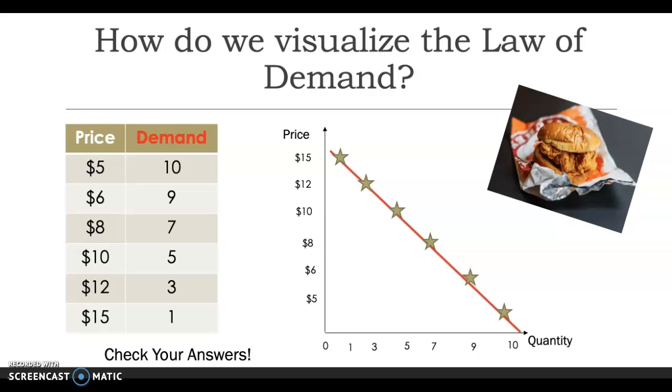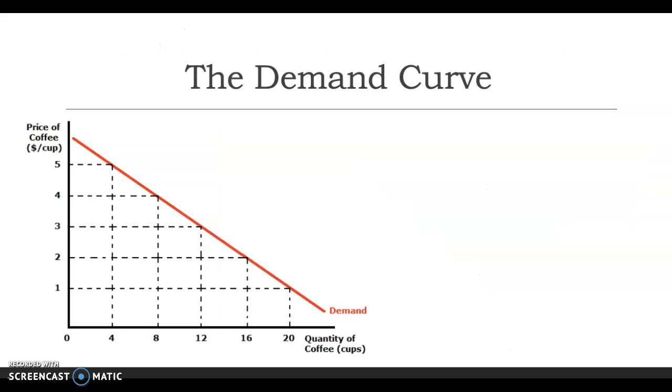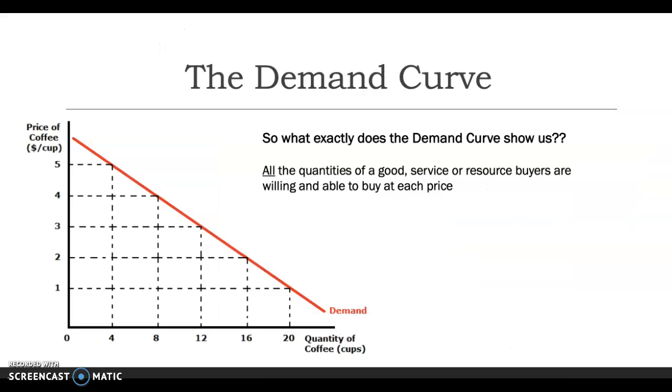This illustrates the law of demand. As you can see, there's an inverse relationship between price and quantity. The higher the price, the lower the quantity. Now, what does this demand curve actually show us? It shows us all of the quantities of goods and services that consumers are willing to buy at various prices. So what does it mean again? The quantity demanded at a specific price.